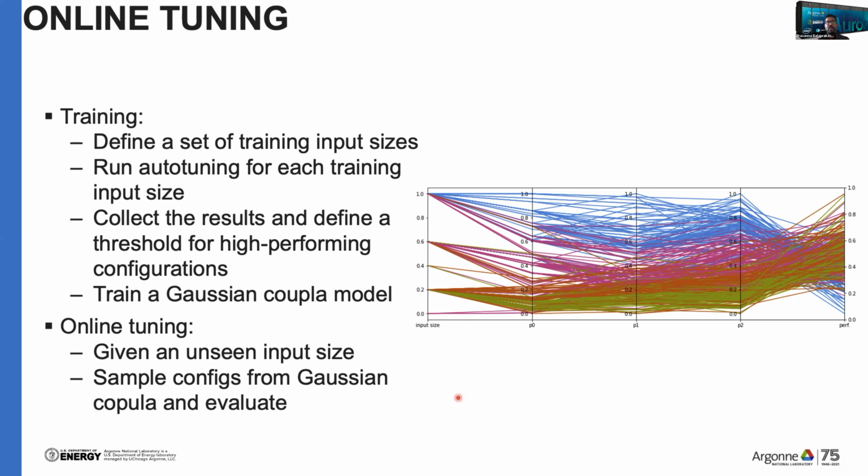Capture the joint probability distribution of high performing configurations across auto tuning runs over different input sizes, so that we can predict from the get-go a new high performing configuration for an unseen input size.